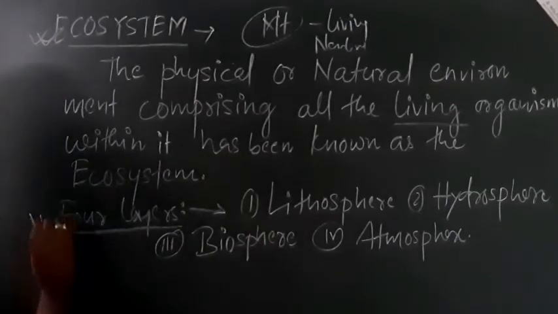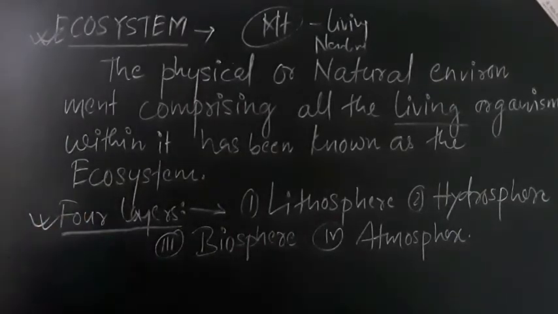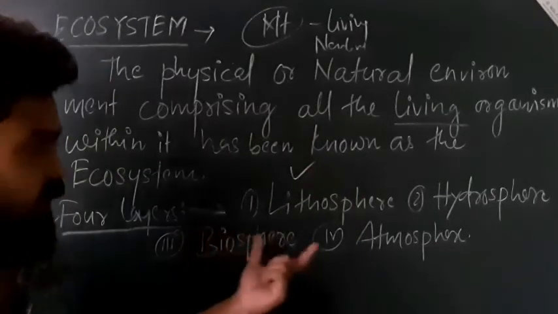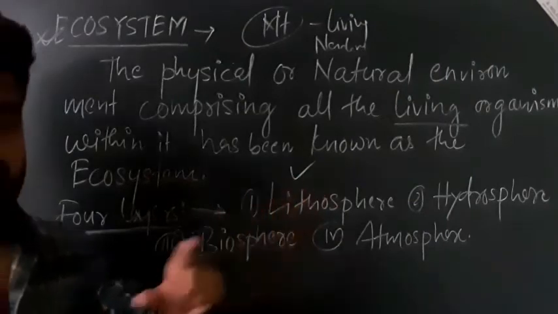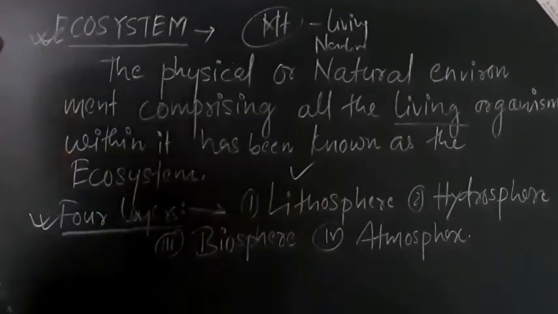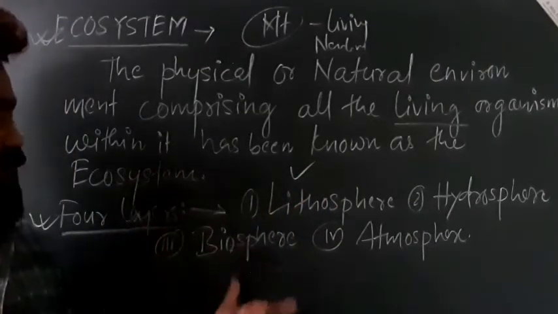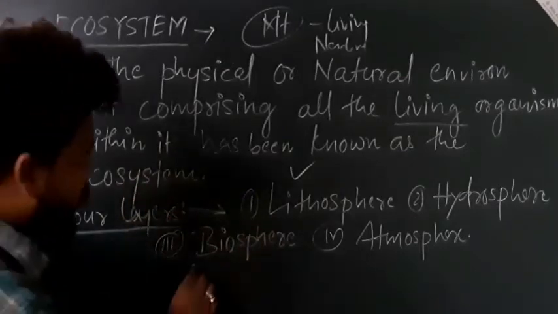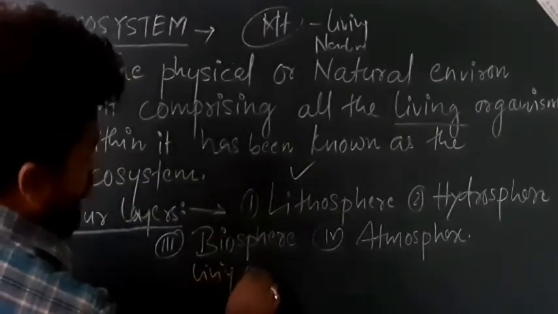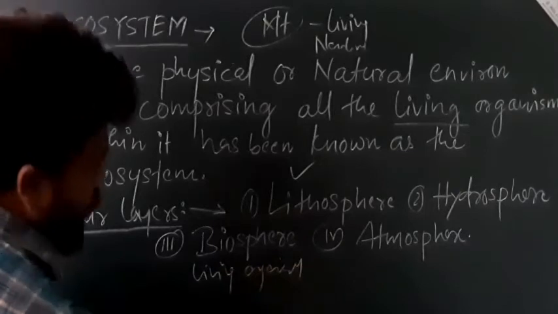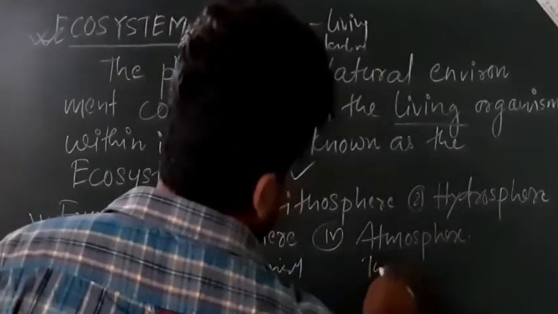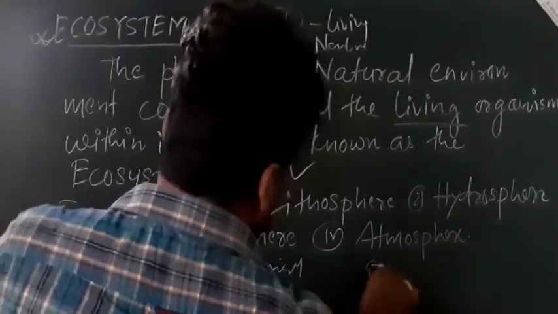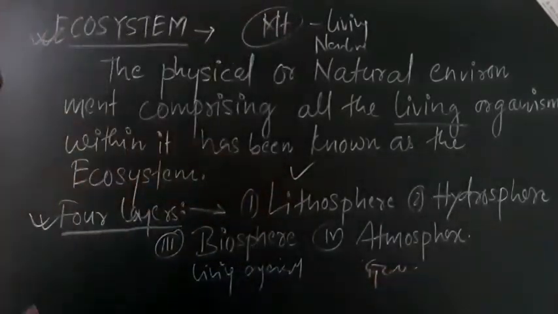So we know these four layers of the atmosphere. We know very clearly what the lithosphere is, because we have been learning about the lithosphere from lower classes. Hydrosphere, we know, represents the water bodies. The biosphere, we know, means living organisms only, right? Then the atmosphere, where all the gases are there. So what happens now in environmental geography?